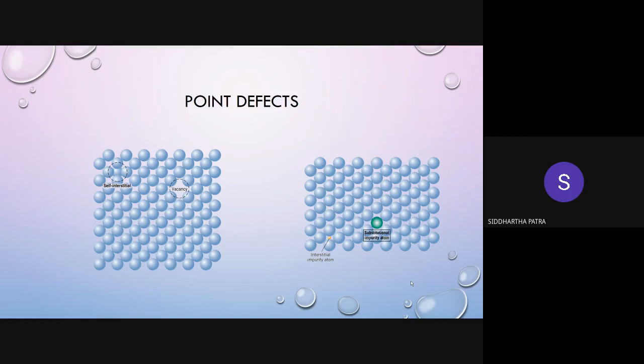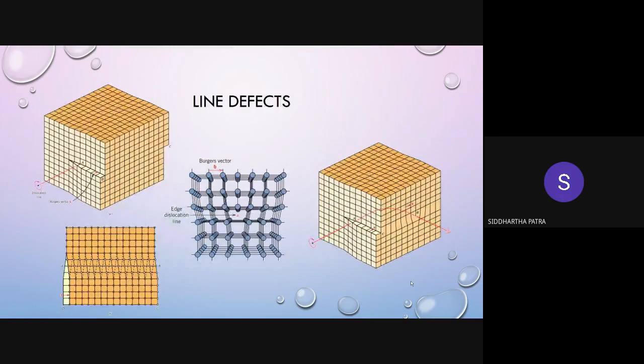And when the point defects line up one after the other, let's say a set of vacancies line up, not necessarily in a straight line, maybe in a curved line, but when they do line up, they form line defects. Here we are showing two major types of line defects. One in the middle is called an edge dislocation.